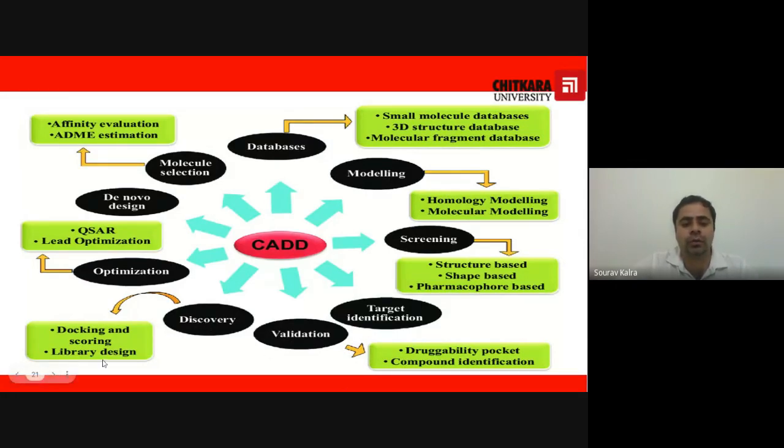We can go for docking and library design. We can go for the discovery process. We can do optimization, like lead optimization and QSAR techniques. We can go for molecule selection. So this is an overall picture of CAD, of what we can achieve with computer drug design.